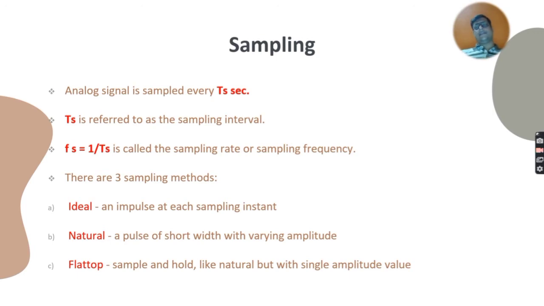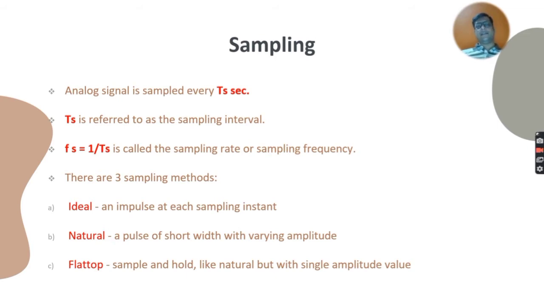Next is sampling. As I have told, the analog signal is sampled at a sampling time period Ts. What is Ts? Ts is equal to 1 by Fs. What is Fs? Fs is the sampling frequency which satisfies the Nyquist criteria, so Fs is greater than or equal to twice Fm. Fm is the modulating frequency which is provided to the AD converter, or you can say it is called PCM.